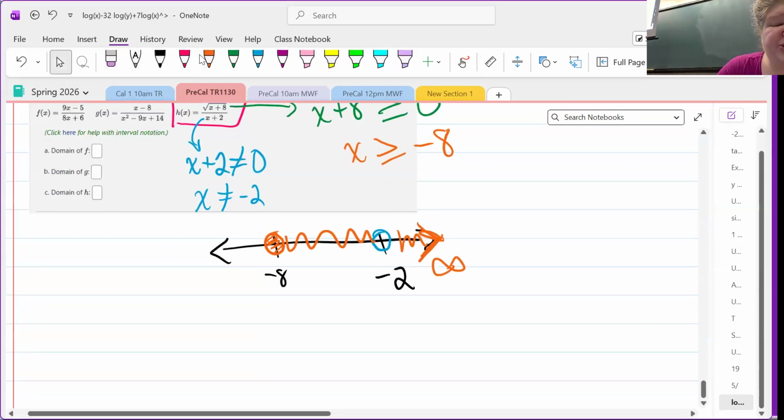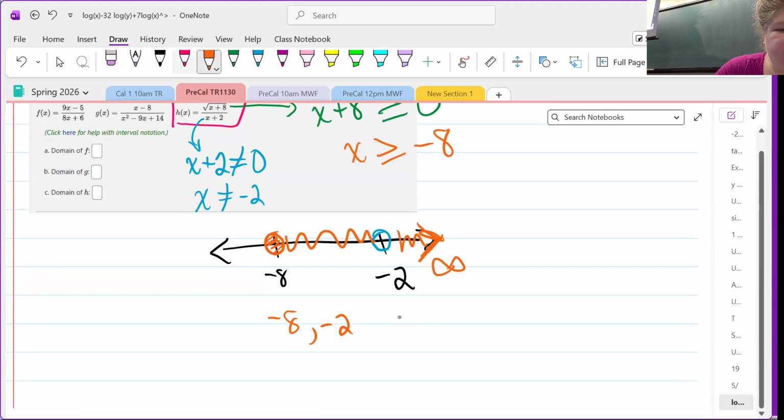So I've got 2 regions in my answer. I've got from negative 8 to negative 2, and then I've got from negative 2 to infinity. So that's just my number pieces. Now I need the symbols. So infinity always gets a parenthesis. The negative 2 is open. We're not equaling it, so it also gets parentheses. And we'll stick it together with a U. But the negative 8 is allowed to be equal to negative 8. So we give that the different symbol, the bracket.